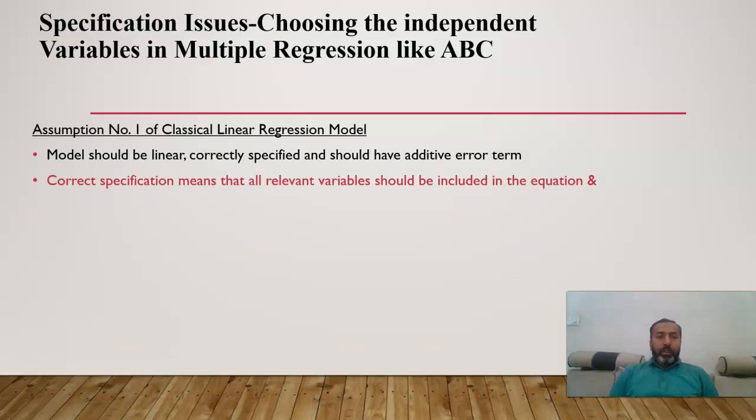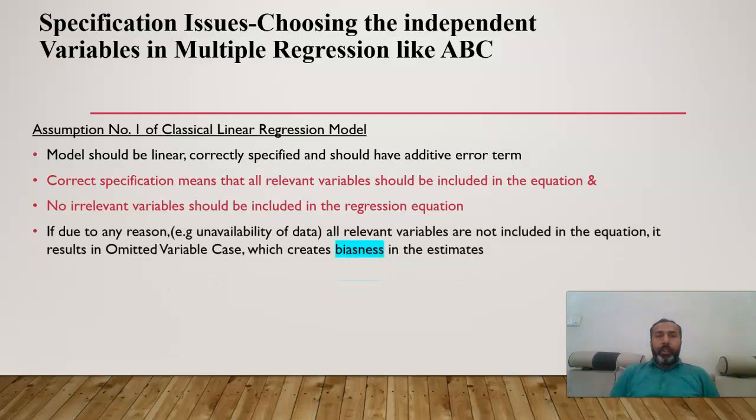So what do we mean by correct specification? Correct specification means that all relevant variables should be included in the equation and no irrelevant variable should be included in the regression equation. If due to any reason, for example unavailability of data, all relevant variables are not included in the equation, it results in the omitted variable case, which creates biasness in the estimates. By biasness, we mean that the estimated value of the coefficient is not equal to the actual value of the coefficient.